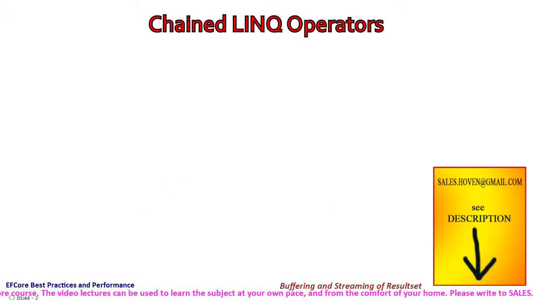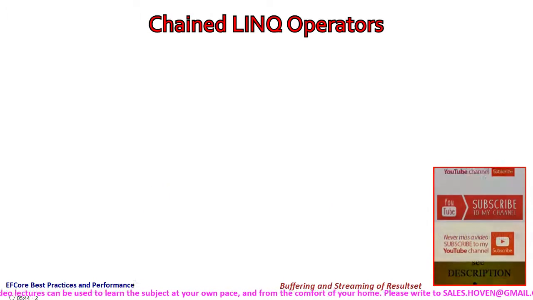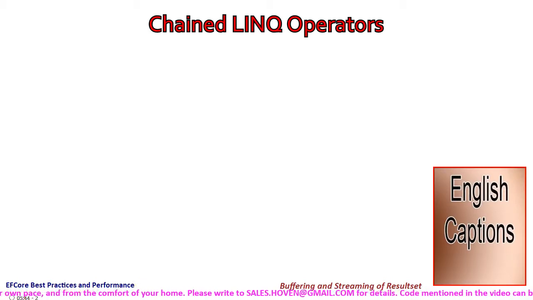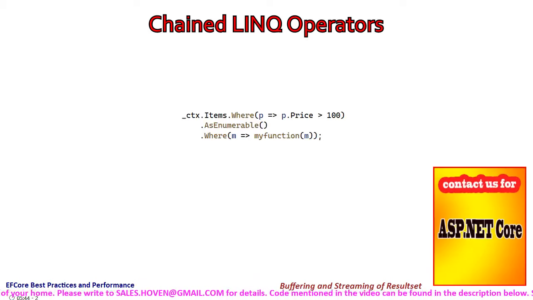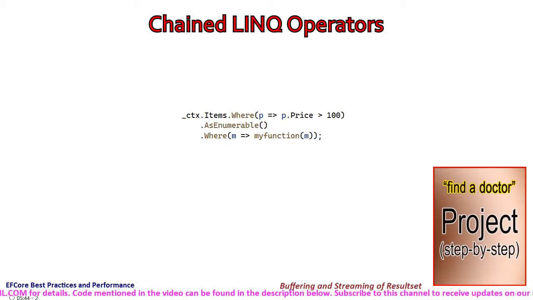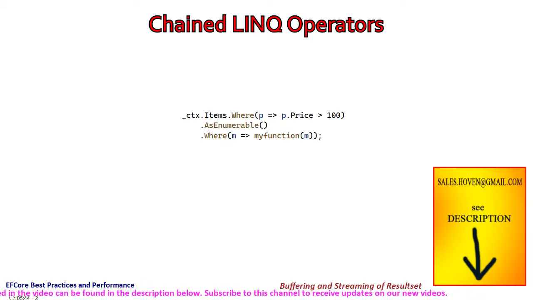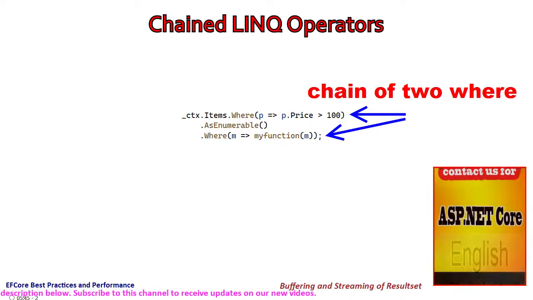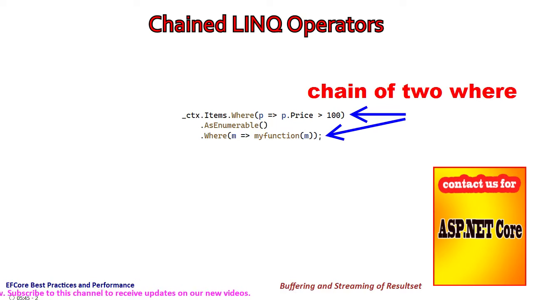Sometimes your query is built with a chain of operators. It could be more efficient to use AsEnumerable to stream each item before it is processed by subsequent operators. Let's take an example. In this query, a subset of items is first obtained by using a Where operator, and then a function called myFunction has to be called on each item. So we have a chain of two operators.